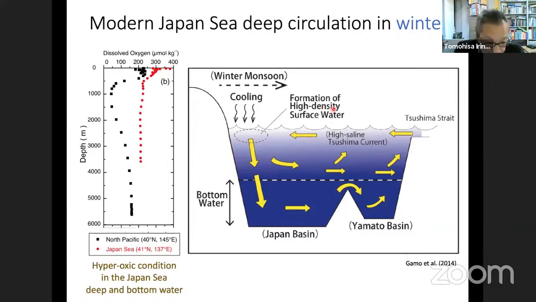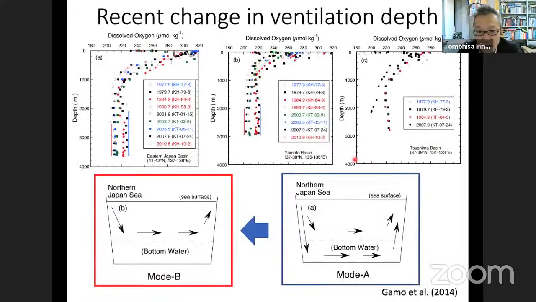And here, in the deep and bottom water, the ventilation depth has also changed recently, and it is monitored by the chemical oceanographers. The dissolved oxygen concentration is decreasing in the deeper part of the basin over these 20, 30 years.